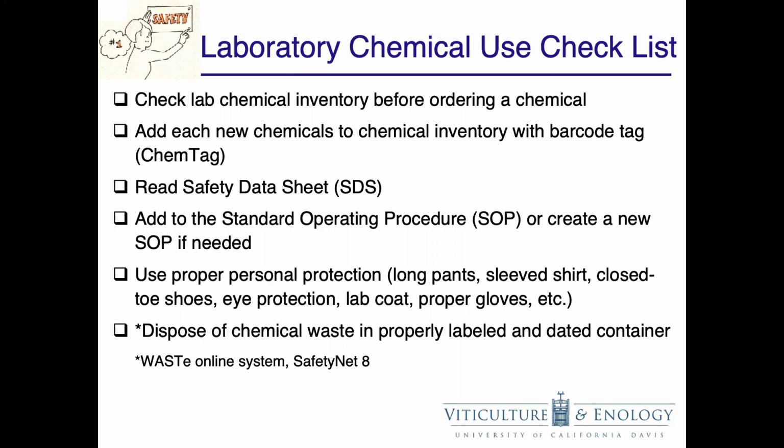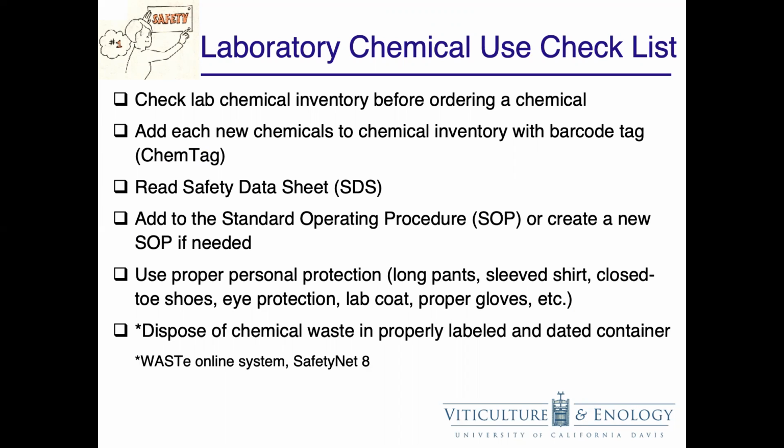You have to enter the barcode manually into the chemical inventory system when you first enter the chemical. However, after that, you can use a barcode scanner to scan the chemicals in your lab to log them into your inventory. Read the safety data sheet of the new chemical to determine the hazards. If it requires a standard operating procedure, add it to your lab's existing list or create a new one if necessary.